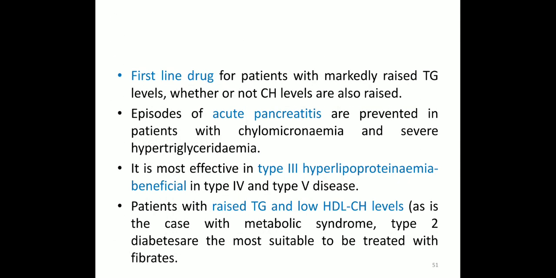First, it is a first line drug for the patient with markedly raised triglyceride level, whether or not cholesterol levels are raised. Episodes of acute pancreatitis are prevented in patients with chylomicronemia and severe hypertriglyceridemia. So there is more chance of acute pancreatitis in the patient who has an increased triglyceride level. Ultimately this is the first line drug for hypertriglyceridemia. It is also most effective in type 3 hyperlipoproteinemia and also beneficial in type 4 and 5 diseases.